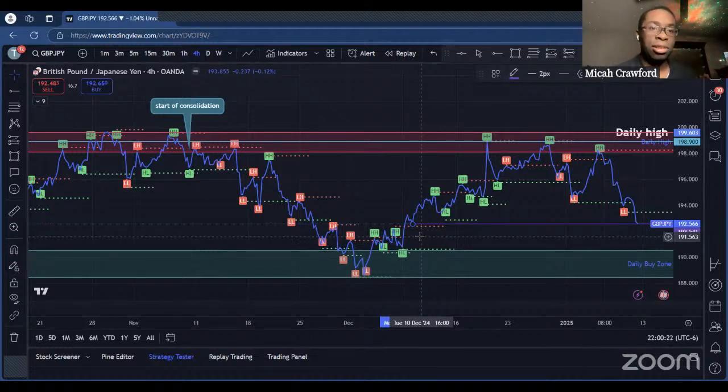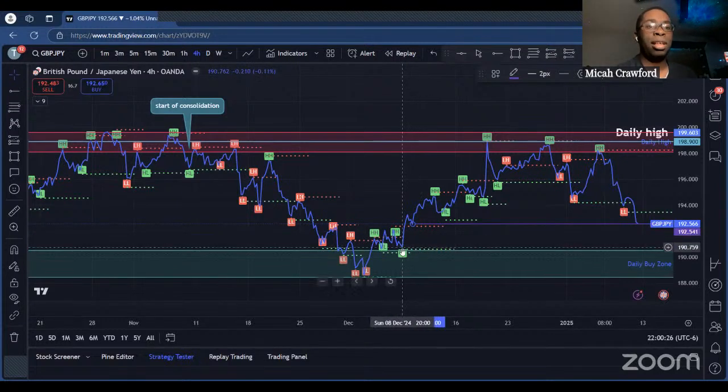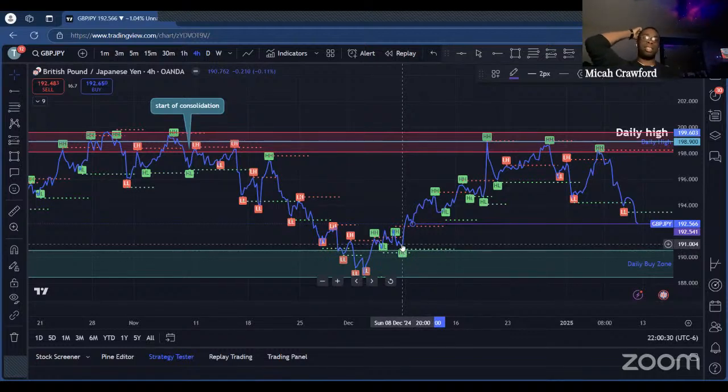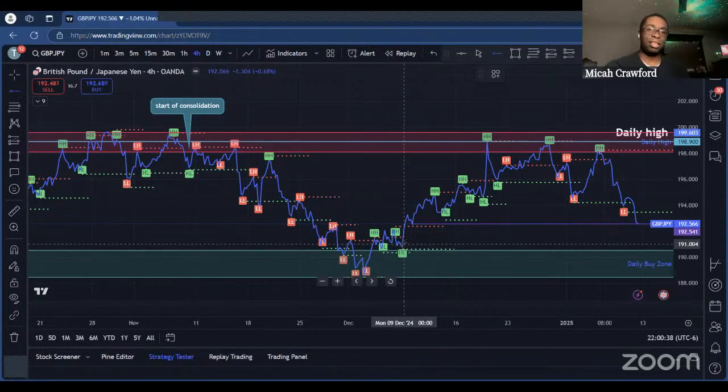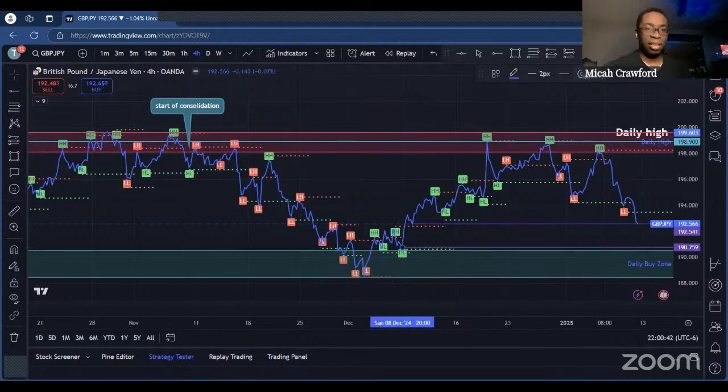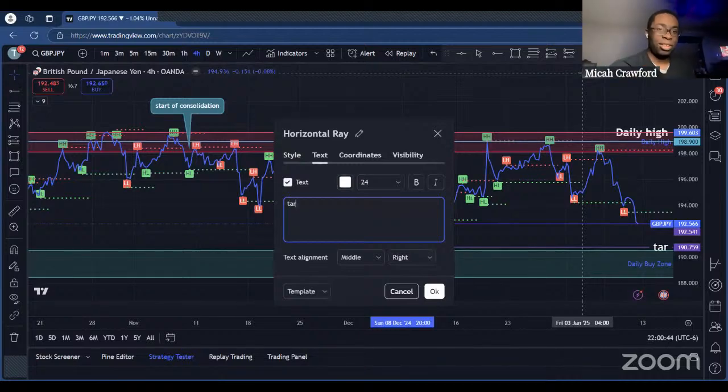So you see where the two higher lows is, where you just came from? That would be a target area right there. There you go. Oh, okay. So how do I notify myself? Another horizontal ray? Set an alert. Set a target area alert. Now bring the horizontal ray over and tell me what it is.